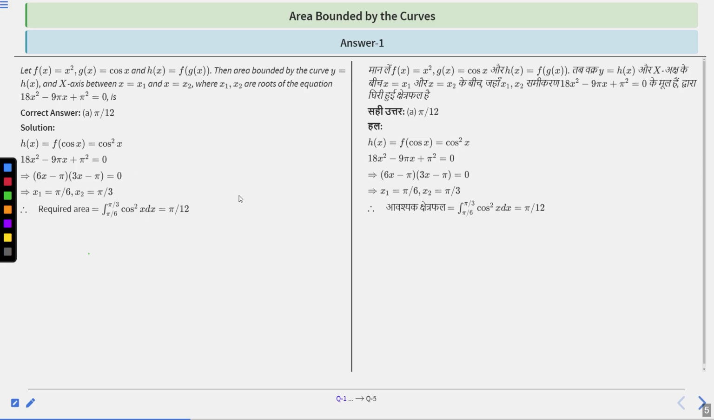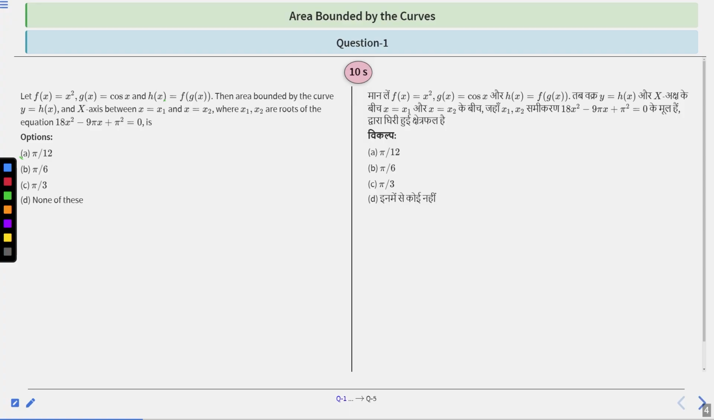Right, and how can we integrate cos square x dx? Cos square x can be written as (1 plus cos 2x) by 2, right? And in this way, you can integrate cos square x dx, and limit is from pi by 6 to pi by 3, and after we put the limit, we will get the answer as pi by 12, right? So pi by 12 is the right choice. Option A is right. Got it?